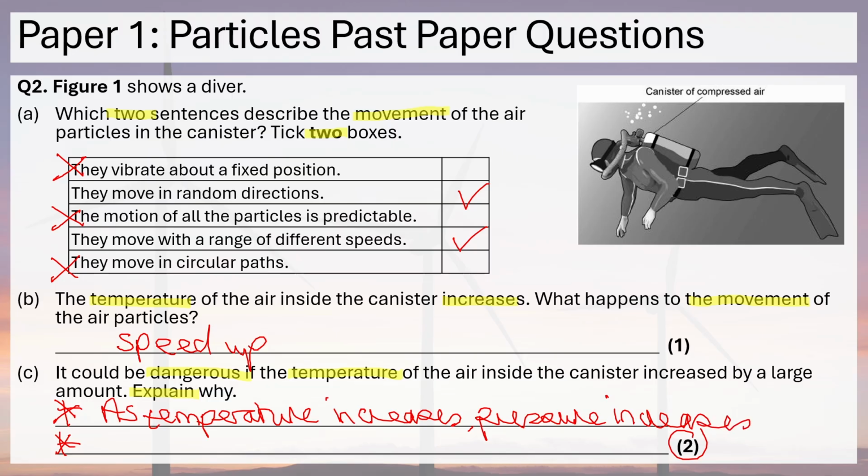So now we need to explain why that's dangerous. Well, obviously, if the pressure gets too high, then the canister could explode. And there's our 2 marks.